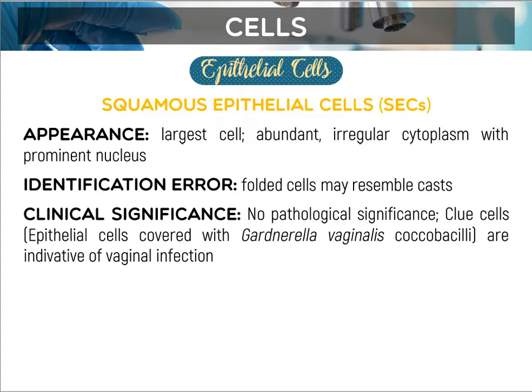This is indicative, guys, of vaginal infection. So one mnemonic I use to memorize Gardnerella vaginalis is: the gardener is looking for clues, okay? The gardener is looking for clues. If you have your own way of remembering, that's also fine. I'll share mine.